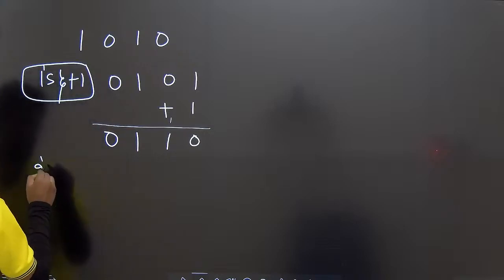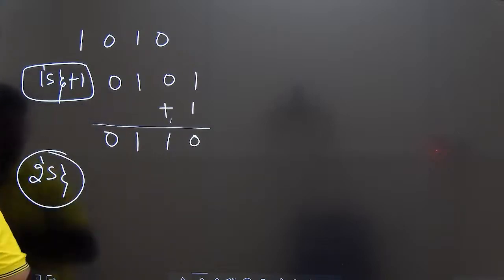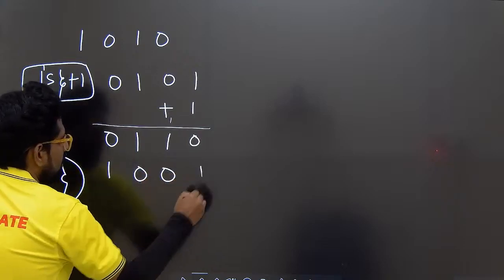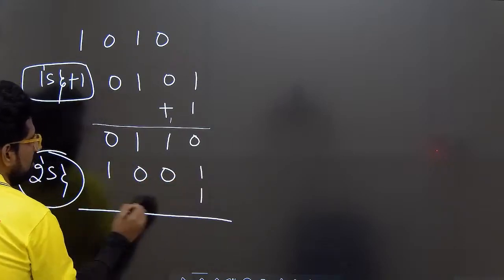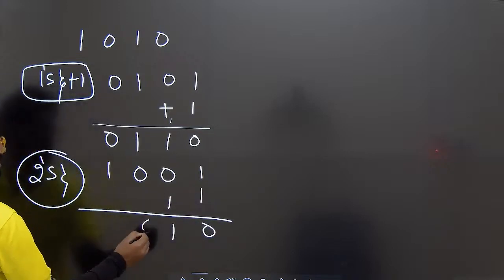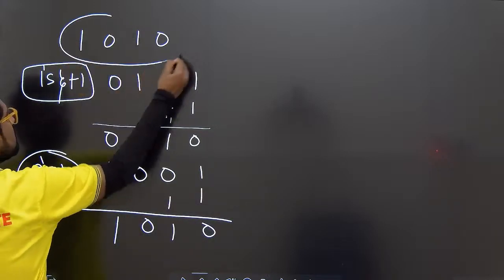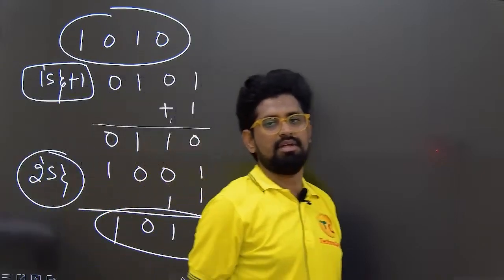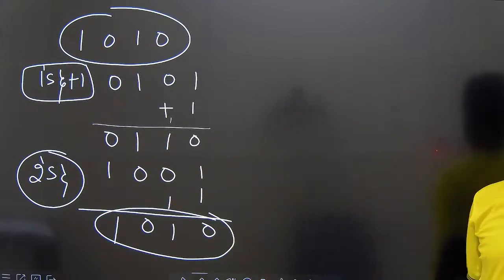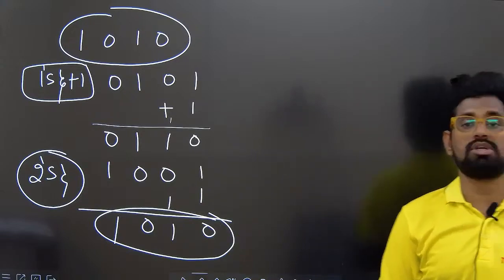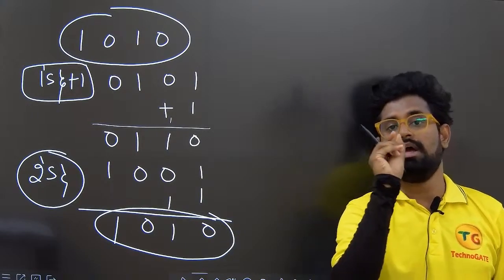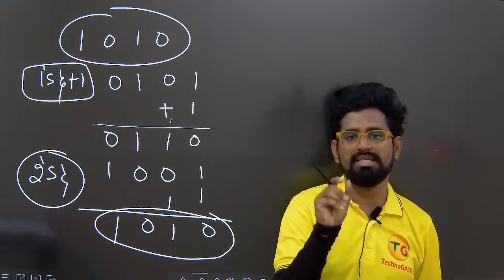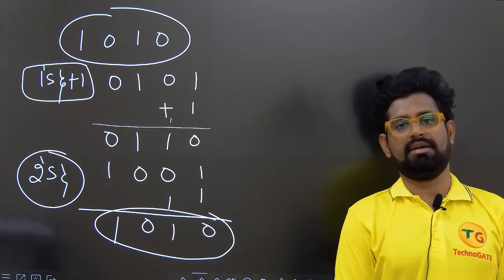Again do its 2's complement. First do 1's complement: 1 0 0 1. Add 1: 1 0 1 0. So 2's complement of 2's complement is itself. I did 2's complement 2 times. In order to do the 2's complement, first I did 1's complement, later I added 1. 1's complement plus 1 is equal to 2's complement.